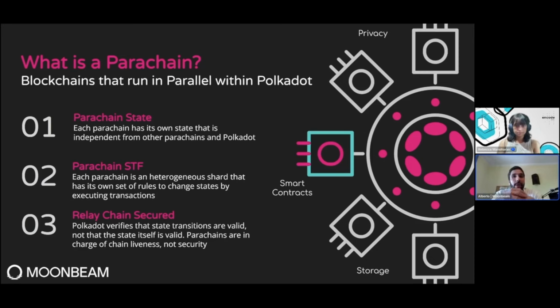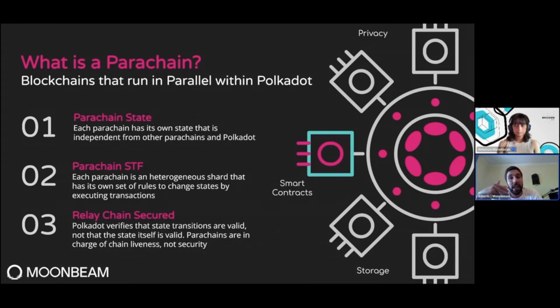So if you have a parachain with smart contracts like Moonbeam, Moonbeam has its own set of accounts, balances, and everything like that. It has its own state that is independent from other parachains. A parachain also has its own state transition function. This means that each parachain is a heterogeneous shard, meaning that the state transition function is different or could be different, right?